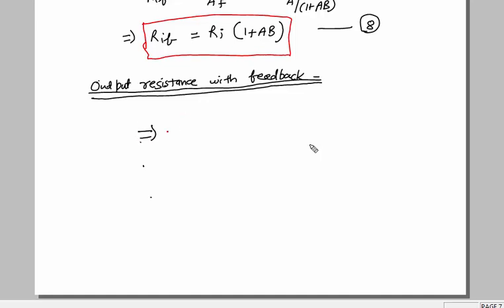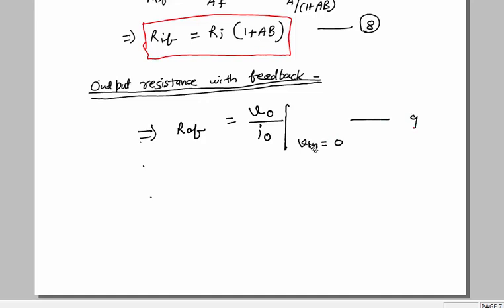So in this case ROF, which is known as the output resistance with feedback, equals V naught, which we have applied, divided by I naught, which we have measured. V naught is a known value, so after applying V naught, we see how much I naught it gives, and that ratio will be called the output resistance with feedback. But for this the condition is that V in should be 0.